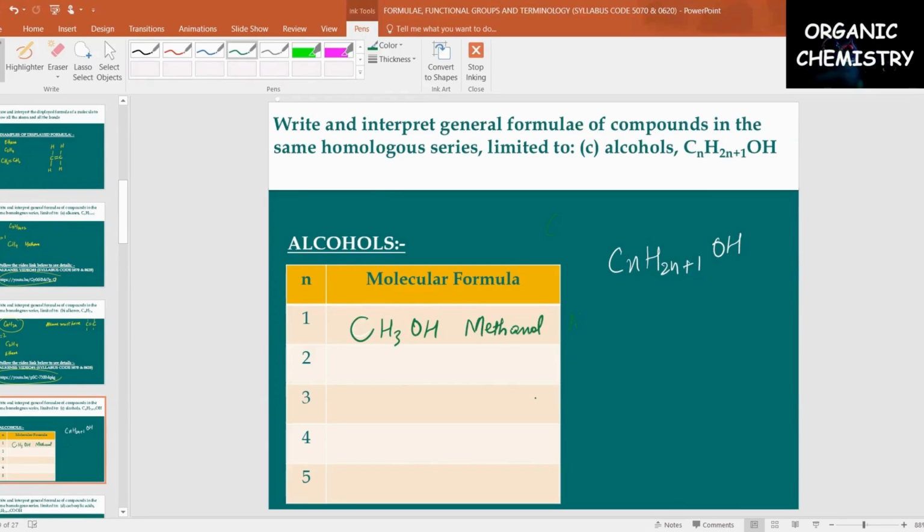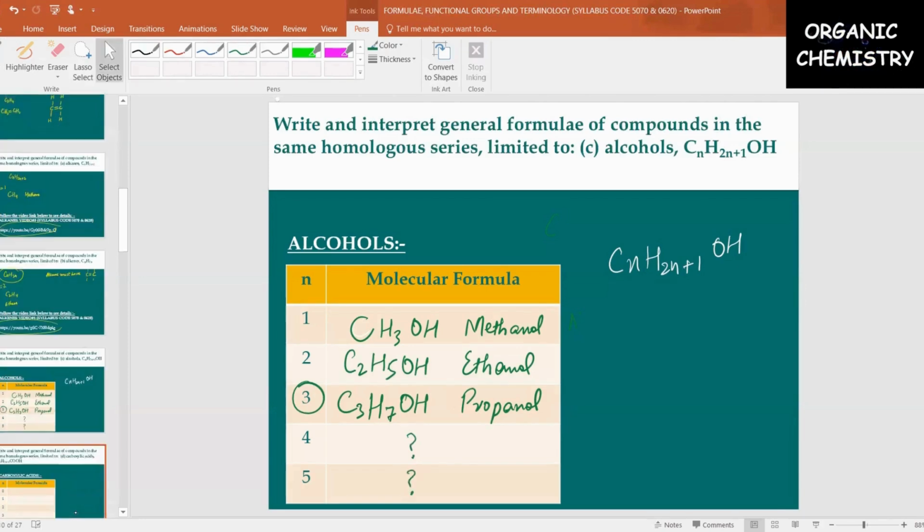Second member, if you put 2 for n, what you'll get? You'll get C2, 2 multiplied by 2 is 4, 4 plus 1, 5, H5OH. This is ethanol. In the same way, you can work out the molecular formula of the third member. If the value of n is 3, we will get C3, H, 2 multiplied by 3 is 6, 6 plus 1 is 7, H7OH. The name for this alcohol is propanol. Now I want you to work out the molecular formula of the fourth and fifth members of alcohols.